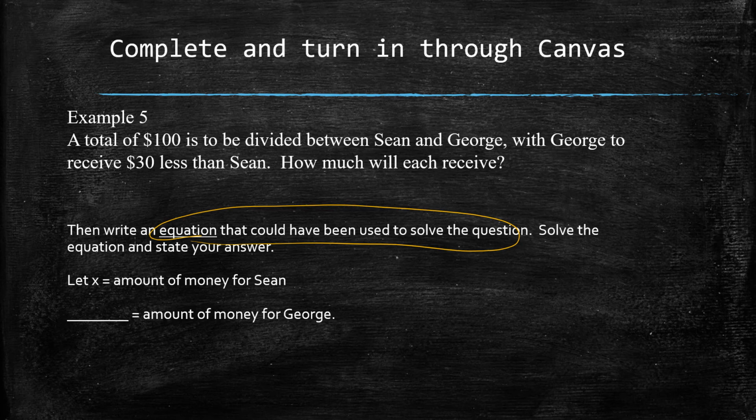As a hint, I think it's easiest if we let x equal the amount of money for Sean. And then if Sean is getting x dollars, try to figure out how much money George is going to get, and that might help you come up with your equation.